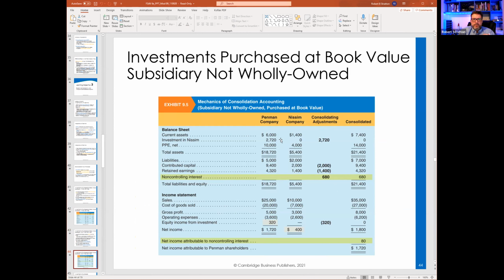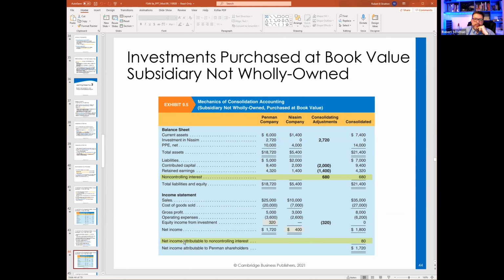this parent company has the same recognizing liabilities and net income and all this stuff, but only 80% of it. Right. So the net income down here of the sub company is 400, but the parent company only owns 80% of that. So they only recognize 320.